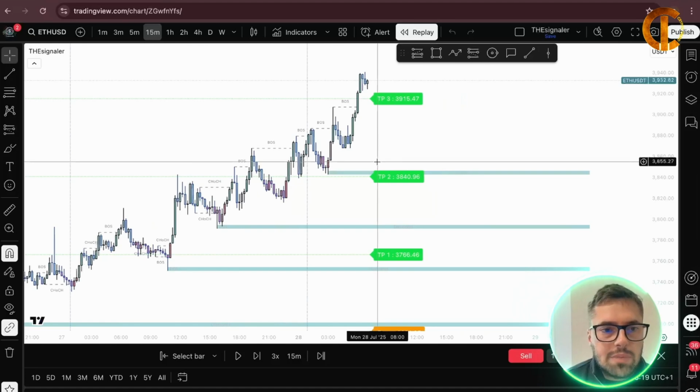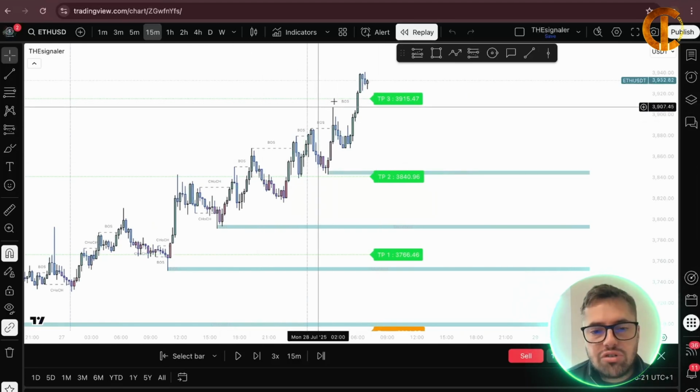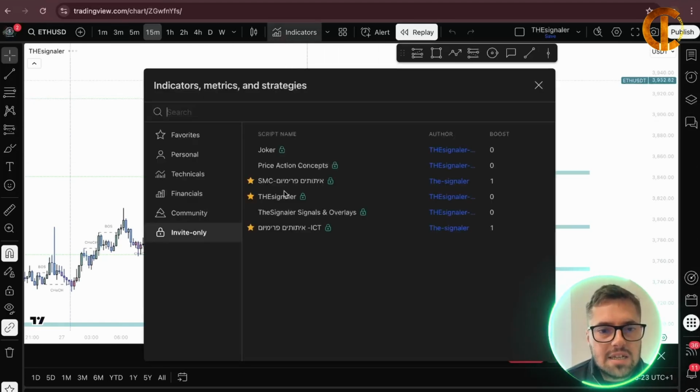So guys, as you can see, we are on the Ethereum chart, and I'm going to show you a sell trade that I took. Now, to get the indicator on your charts, click invite only, and it is a signaler hit.